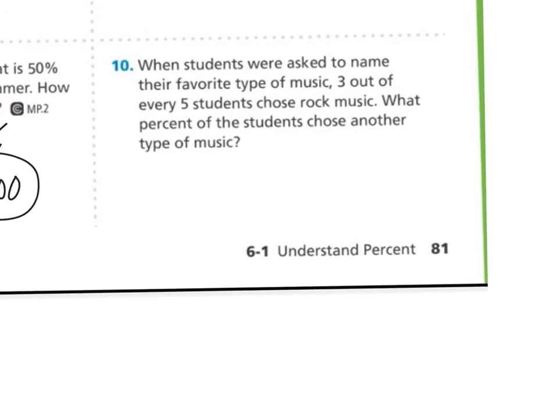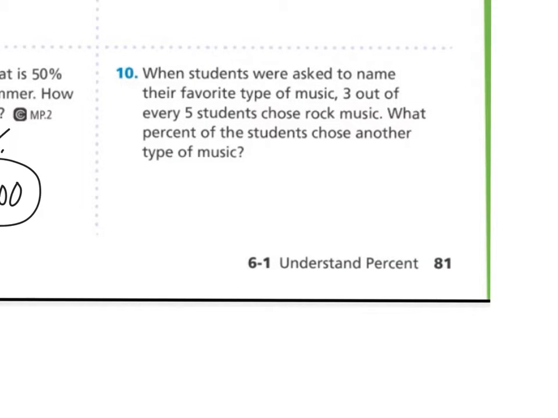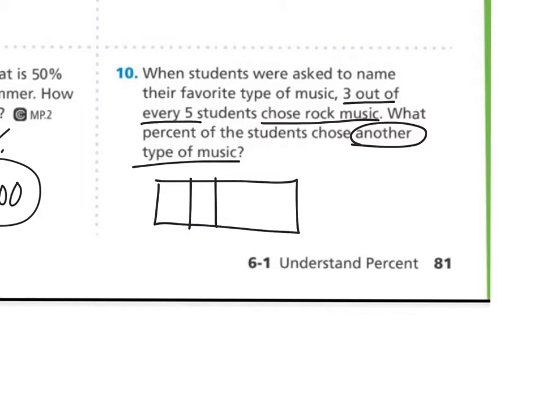Look at number 10. Students were asked to name their favorite type of music. 3 out of 5 chose rock music. So what percent chose another type of music? Watch the wording here. The question wasn't how many chose rock music, it was how many chose another type of music. So if you think about this, if 3 out of 5 chose rock music, that means that 2 out of 5 chose another type of music. So we have 2 out of 5, and we're trying to figure out what percent that is.